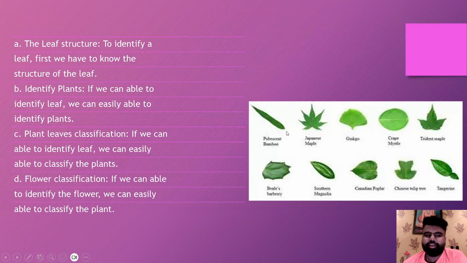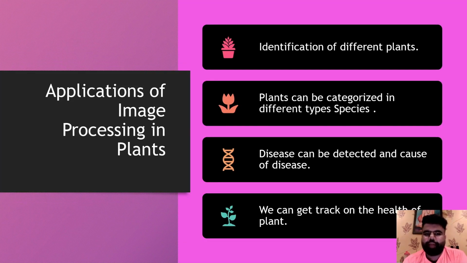And the second thing is flower. There are different flowering patterns or flower structures for different plants, so on the basis of flowers also we can identify which type of plant it is. The application of image processing in plant identification of different plants is also one of the applications. Then plants can be categorized into different types and species.